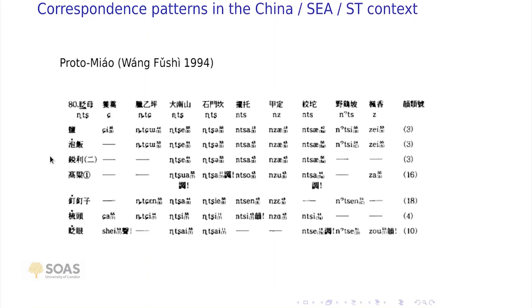In the context that we are from, the linguistics of China or Southeast Asia or other Sino-Tibetan languages, there is this practice of putting actual attested forms into correspondence pattern tables. So here's an example. Here is the reconstruction of Wang Fushi of Proto-Miao, and you get this proto-initial, and he tries to be exhaustive. You put all those words here, and so you can see that they correspond with each other.